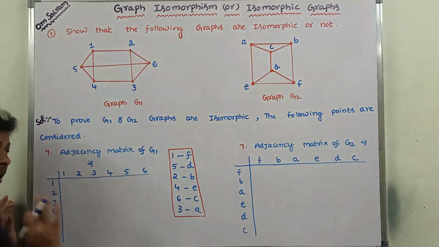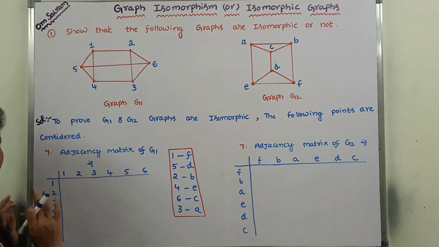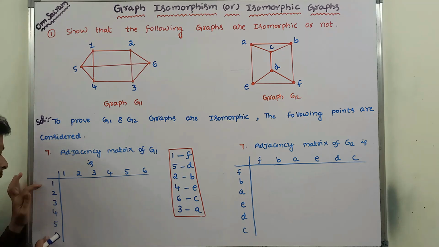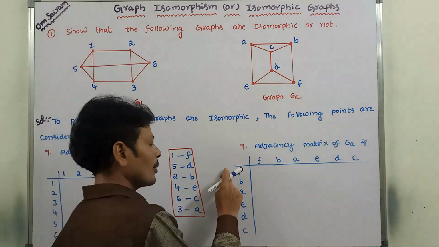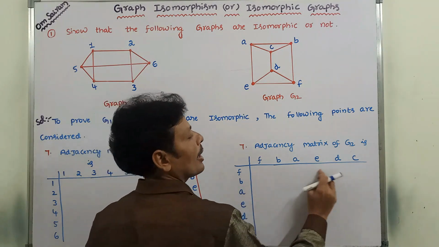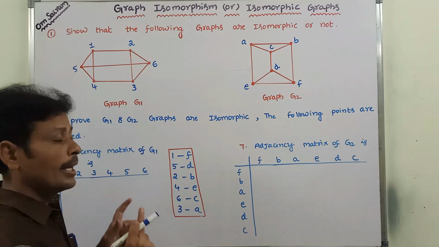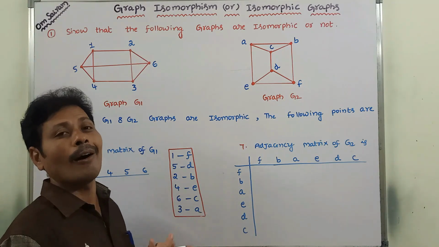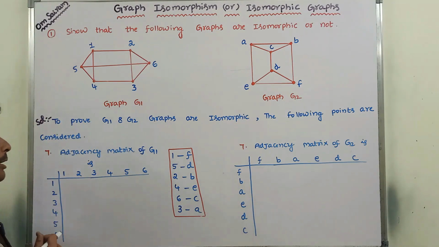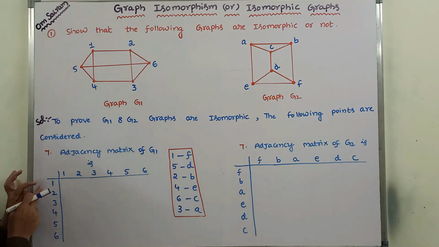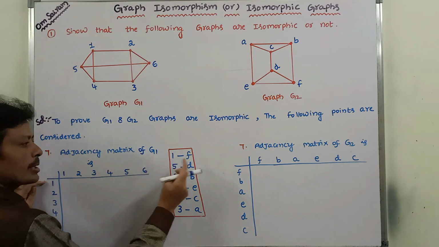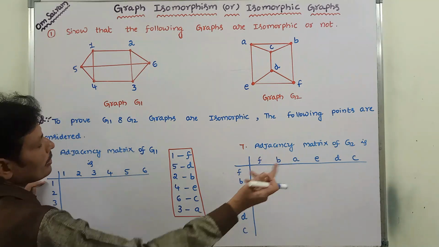Okay. Then only you can get the adjacency matrix correct. Suppose here you write 1, 2, 3, 4, 5, 6 and here we write A, B, C, D, E, F, then the adjacency matrices of both are incorrect. While writing the adjacency matrix for graph G2, whatever the vertices you have, the corresponding vertices you have to write here row wise and column wise.